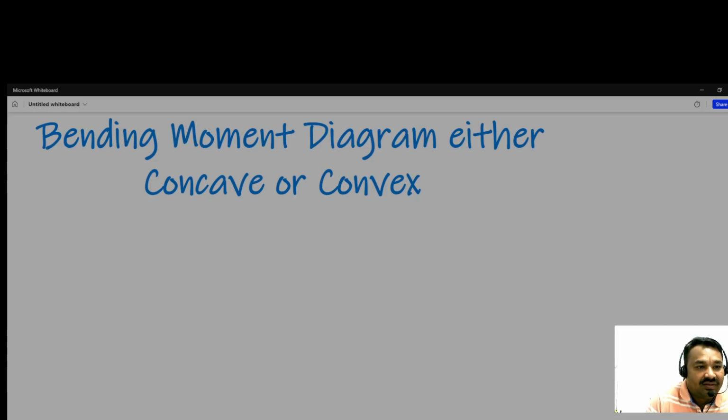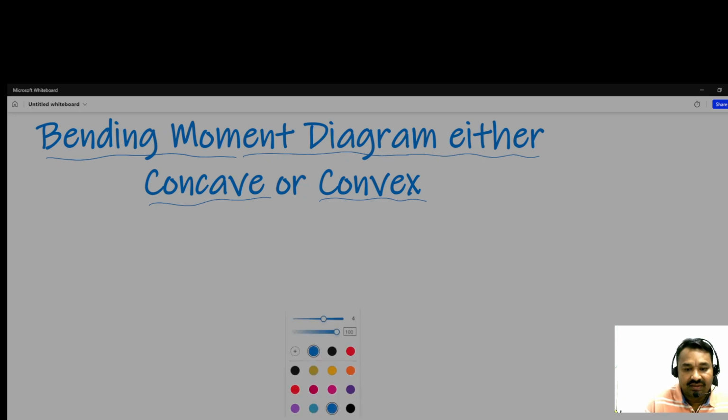Dear friends, welcome again. Let us discuss whether the bending moment diagram will be concave or convex in case of a parabola. So many students get confused.